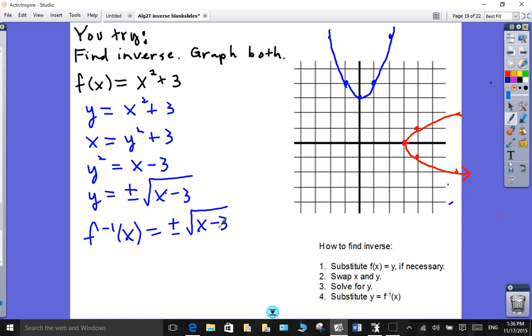I mean, it's a parabola. It's a parabola that's opening up to the right. And I didn't even wait to graph it. I just took the points that were here and reflected them across the x. I just switched the x's and the y's. That has to be the graph.